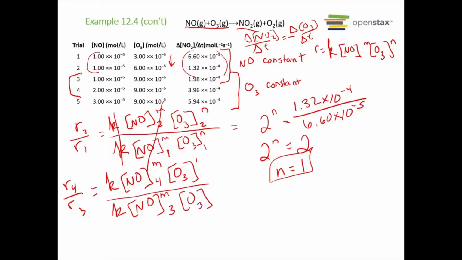And we also know, though, even if, let's say we decided to look for M first, the ozone we know is kept constant. Those concentrations stayed the same, so those are going to cancel out anyway. The K's cancel out. So same type of thing.